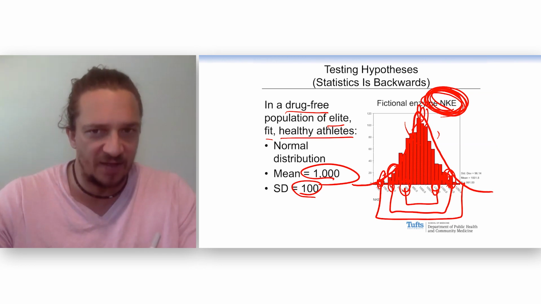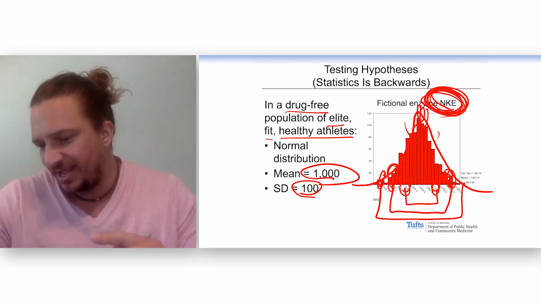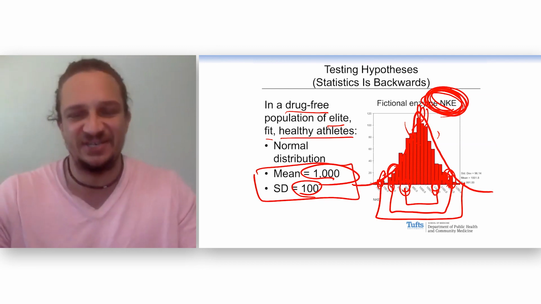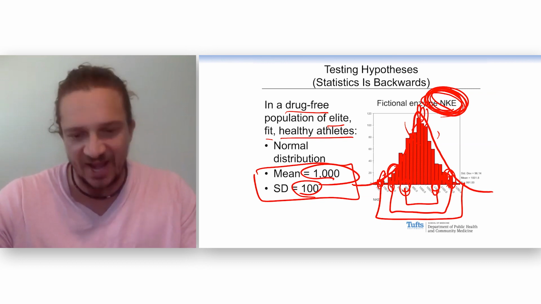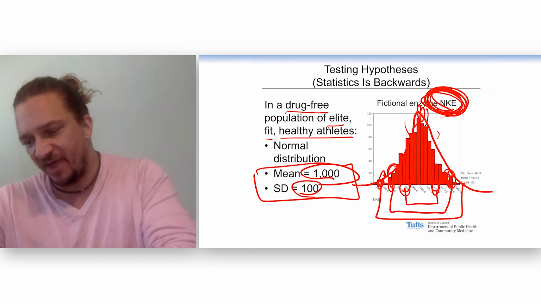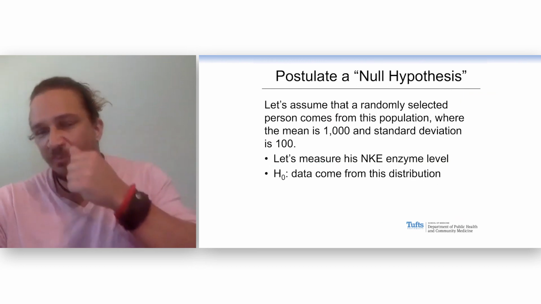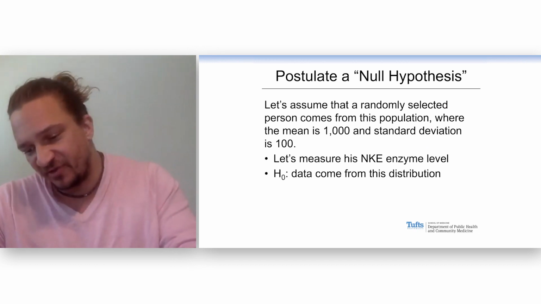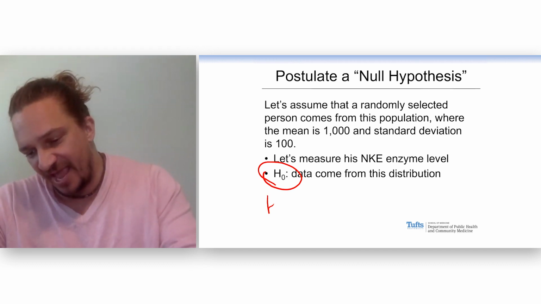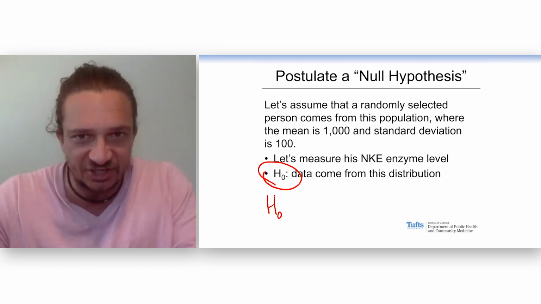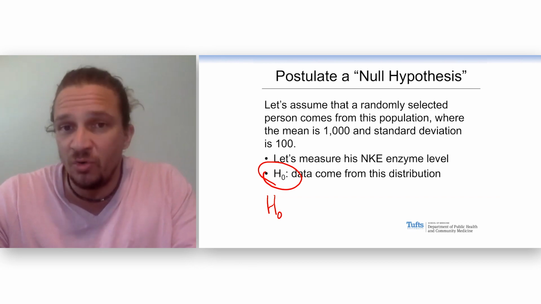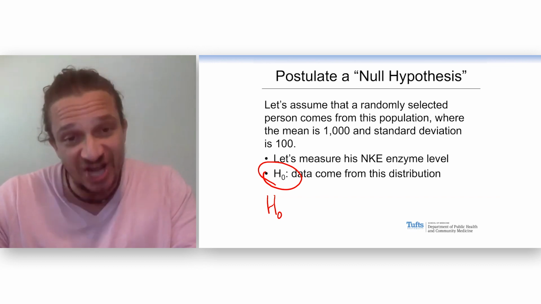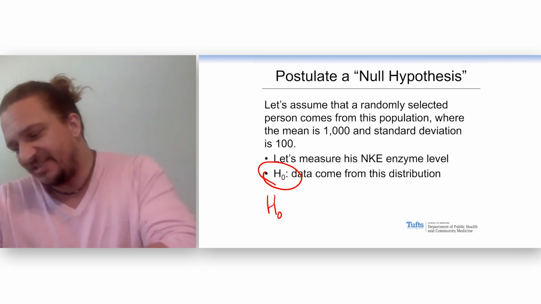Okay, so here's our null hypothesis. Drug-free, elite, fit, healthy athletes have a mean of 1,000 and a standard deviation of 100. Okay, now we have a job. We show up at a sporting event, and at this sporting event, we think people might be trying to cheat. So we have to come up first with some null hypothesis. This is called the H null or the H naught or the H sub zero. We say, let's assume that this person is drug-free. And then we'll say, if they're drug-free, what's the chance that they would look like this? So here we go. Let's say we test an athlete.